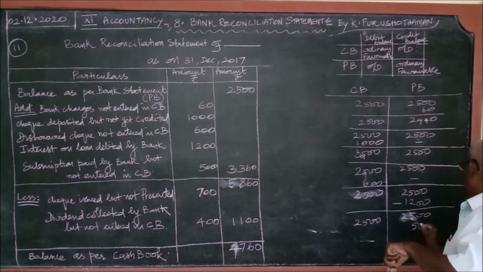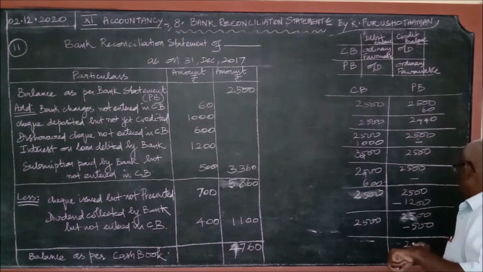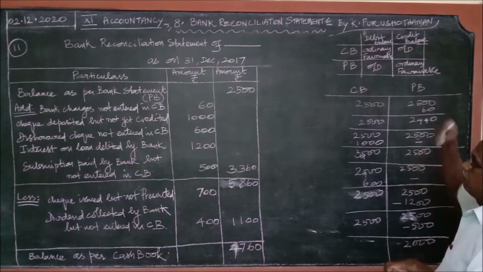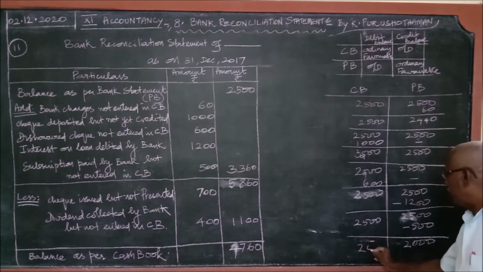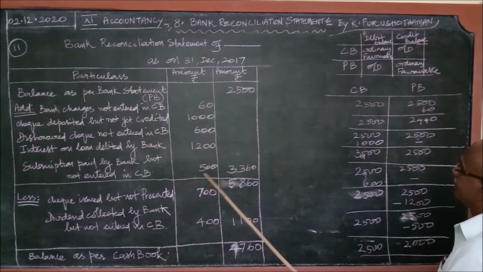Bank pays. So what will happen to the balance in the bank? It will be reduced. 2500 becomes 2000 because 500 has been paid as a subscription. So in that case, the balance will be reduced in this passbook, whereas in the cash book, the 2500 will remain the same. So to equalize these two balances, this balance should be increased, therefore it is added.